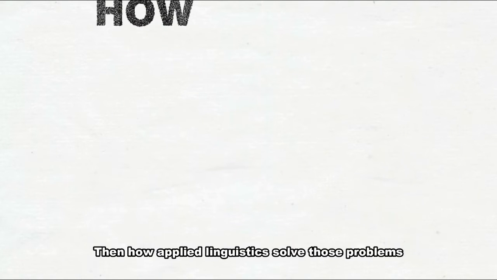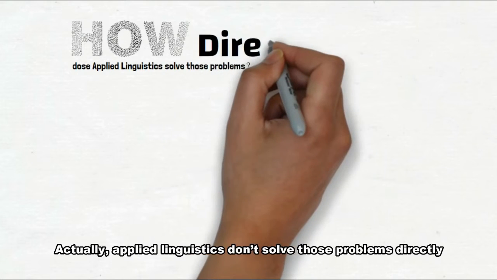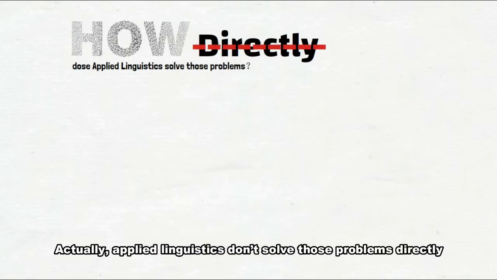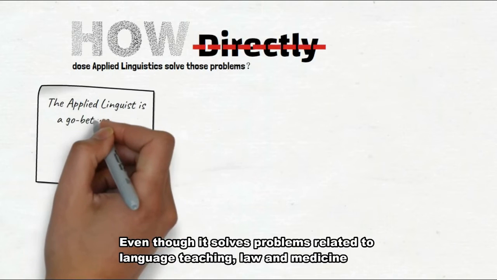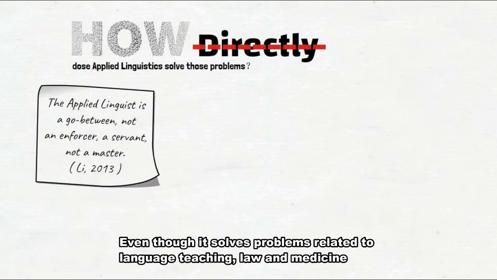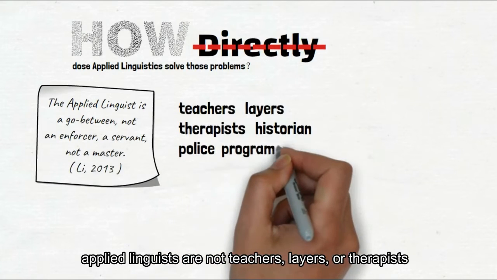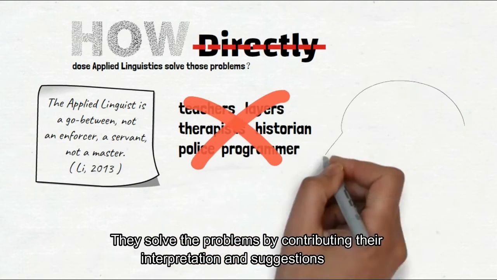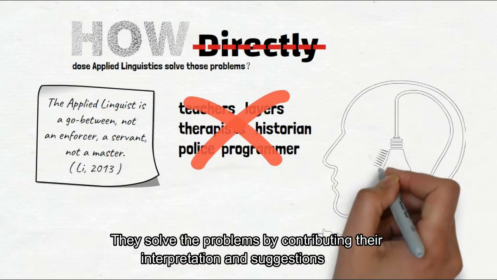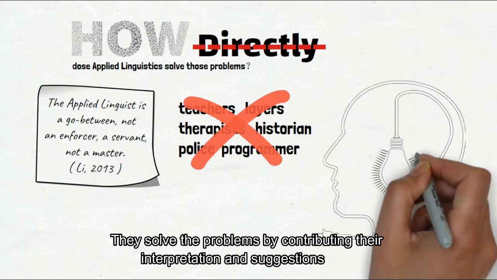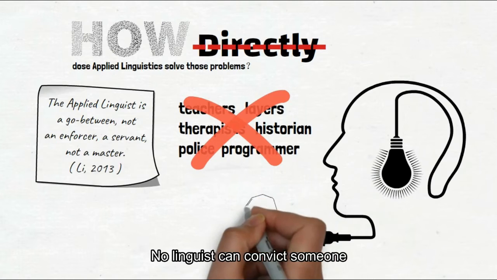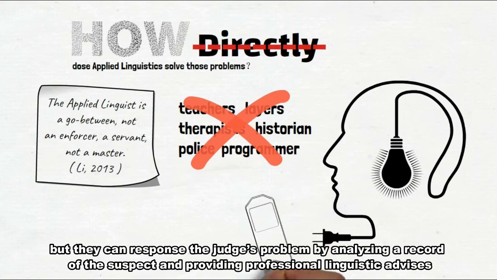Then how does applied linguistics solve those problems? Actually, applied linguistics doesn't solve those problems directly. Even though it solves problems related to language teaching, law, and medicine, applied linguists are not teachers, lawyers, or therapists. They solve the problems by contributing their interpretation and suggestions. No linguist can convict someone, but they can respond to the judge's problem by analyzing a record of the suspect and providing professional linguistic advice.